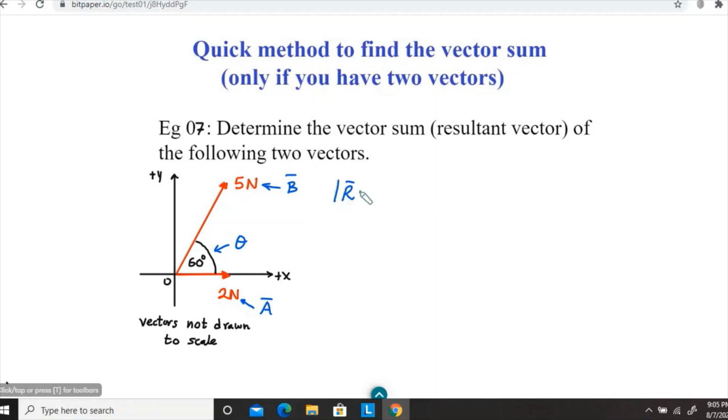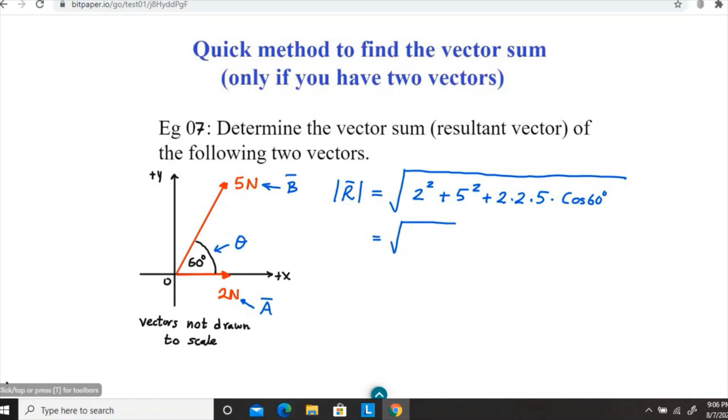First, the expression is for the magnitude of the resultant vector. So that means square root of A vector squared. So this is my A vector squared, so 2 squared, plus B vector squared, that is 5 squared, plus 2 times the magnitude of the A vector, which is 2, times the magnitude of the B vector, which is 5, times the cosine of the angle, which in this case is cosine 60 degrees. So now we can simplify this.